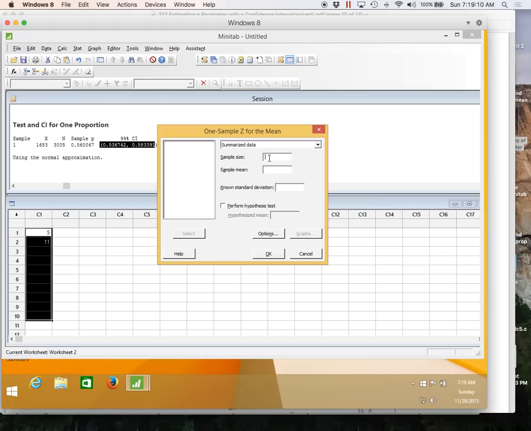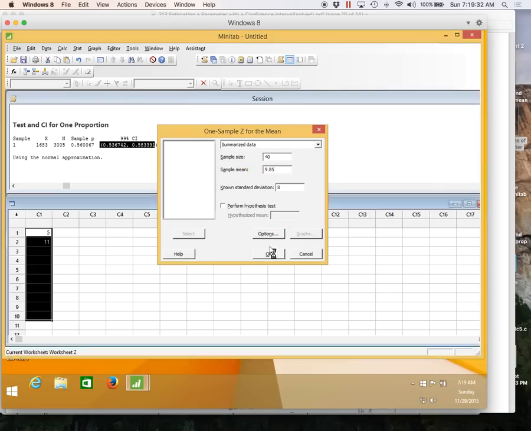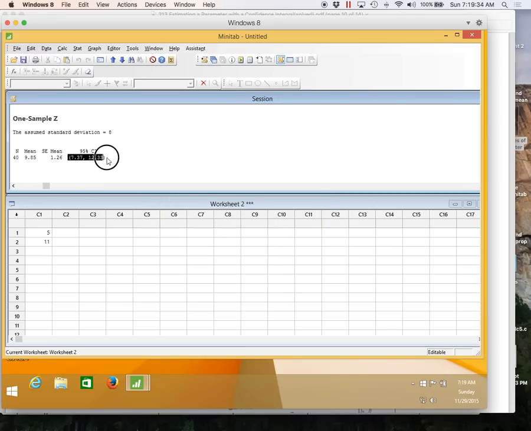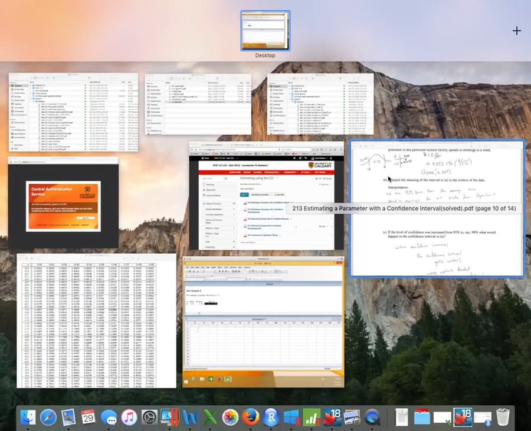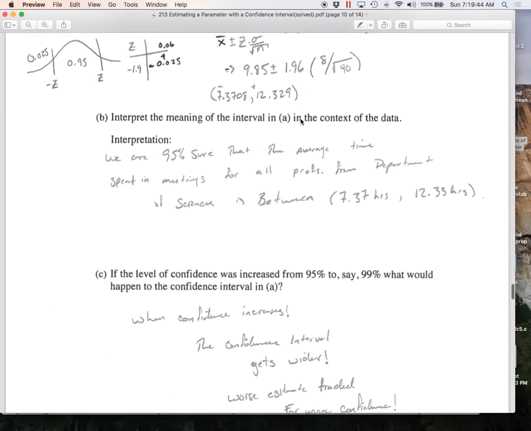We've got summarized data. Where it says the sample size, this is 40. The sample mean, this was 9.85. And the known standard deviation, this is sigma, is 8. Go to options. We want to be 95% confident, and of course if we want an interval with two bounds, we want the not equal to sign. Here we're 95% confident that the range is in between this and that. Okay, so that's fine. That's where I got these values from. You could also do it by hand here.